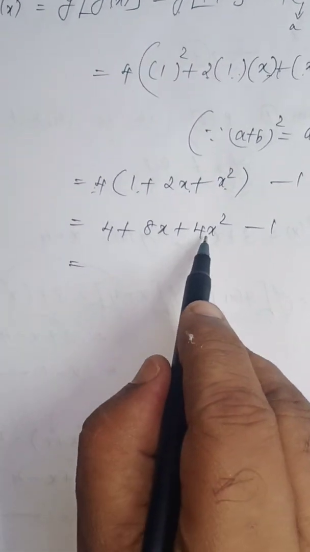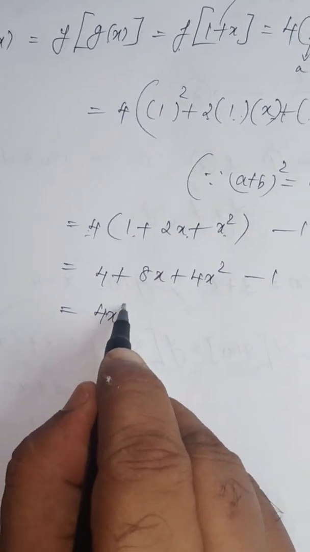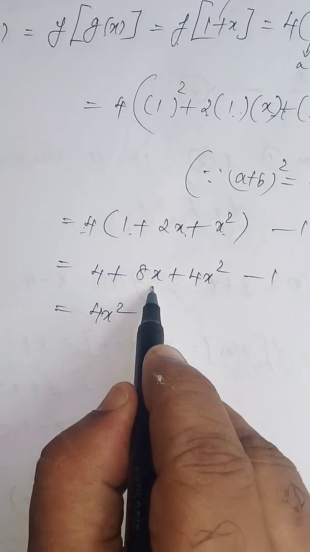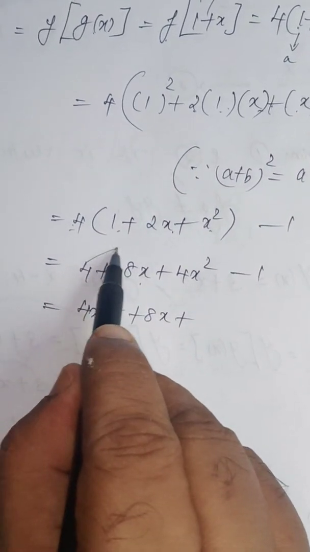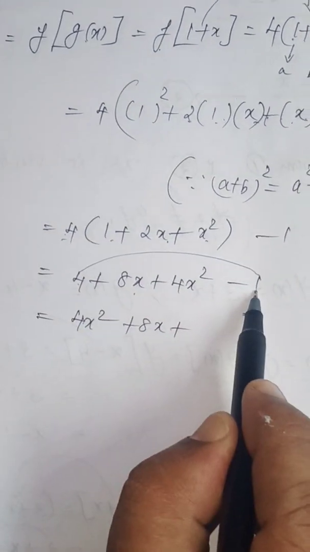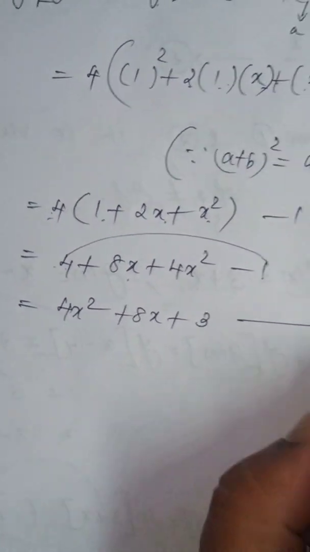Arrange them in order. First the highest power of x. What is the highest power of x? x square. So 4x square write as it is. No other x square term. Then the x term. We have only one x term. What's the x term? 8x. Finally the constant. We have two constants. One is 4, another one is minus 1. 4 minus 1 is equal to 3. That's all. That is number 1.